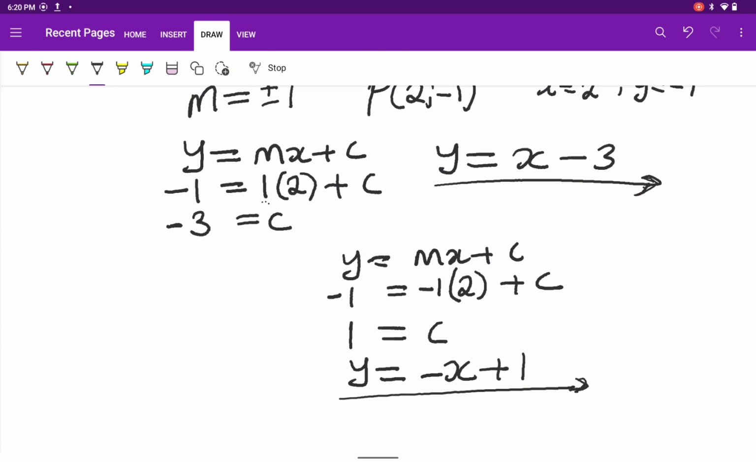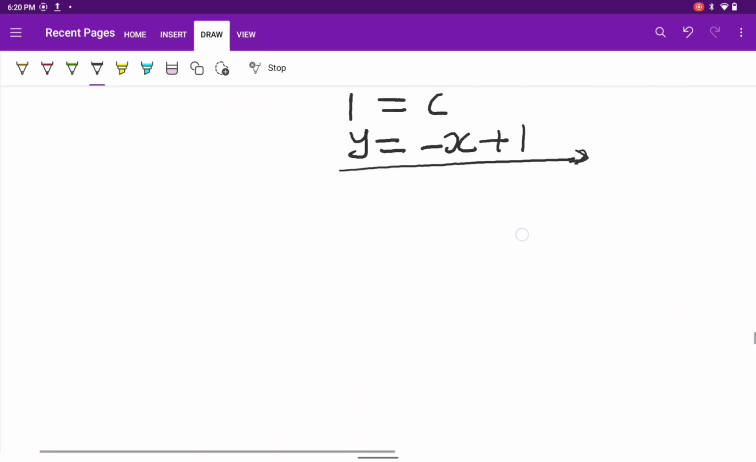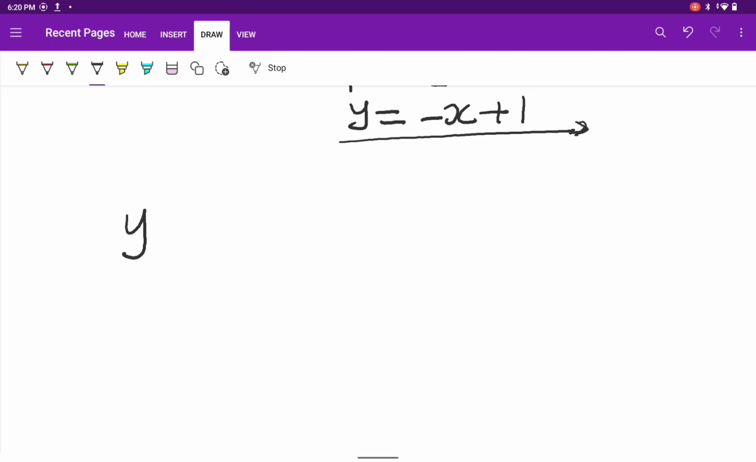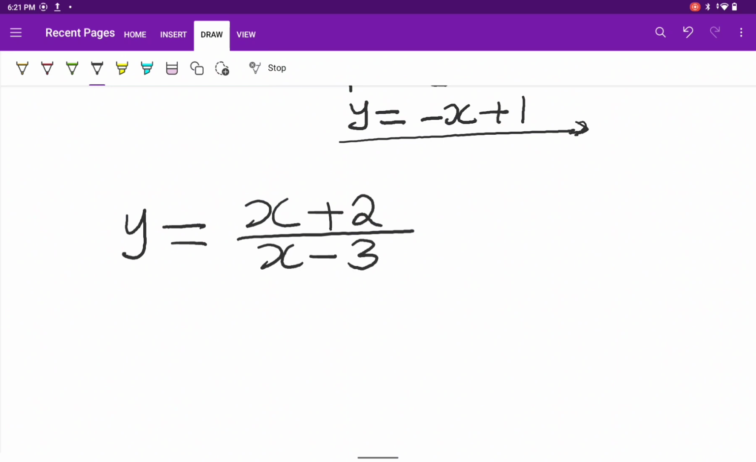Right, the second thing that I want us to look at is rewriting, because they can give you the equation in a different way. Let me give you this form. Let's say you have (x + 2) divided by (x - 3). When you look at this, it doesn't really show us that it's a hyperbola, but it is a hyperbola.